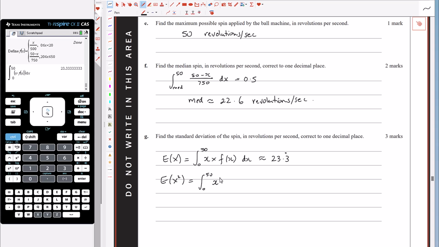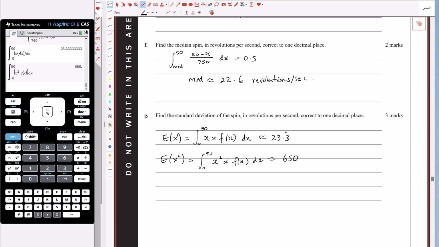Okay, so then we need expected value of x squared, which is the integral from 0 to 50 of x squared times f of x. So I'm just going to edit this calculation I just did, change the x to x squared. Okay, so that's 650. Then we can work out the variance of x, which is going to be the expected value of x squared minus the expected value of x all squared. So that's 650 minus 23.3 recurring squared. Actually, that's not approximate because I wrote it as a recurring decimal.